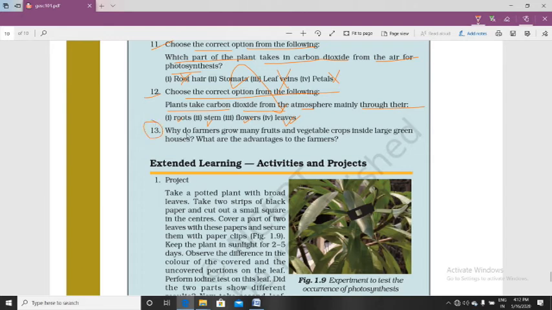Now the last question of this chapter is: why do farmers grow many fruits and vegetable crops inside large greenhouses? Bachcho, you know about large greenhouses. They are temporarily built houses using green sheets which have various pores. Okay, so farmers are making large greenhouses, and what are the advantages of those? Tell me. Bachcho, there are so many advantages of greenhouses. Farmers are growing fruits and vegetable crops inside large greenhouses because why?